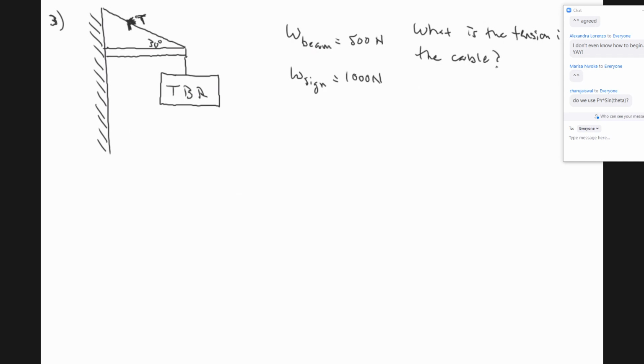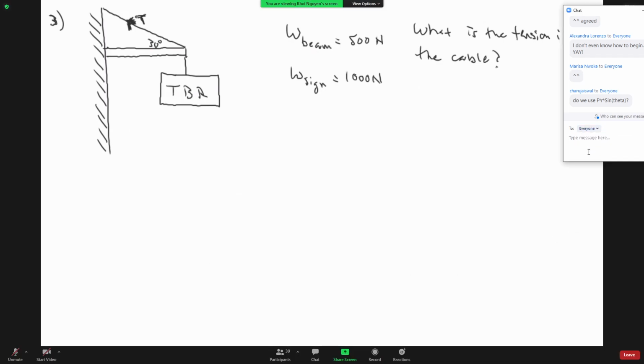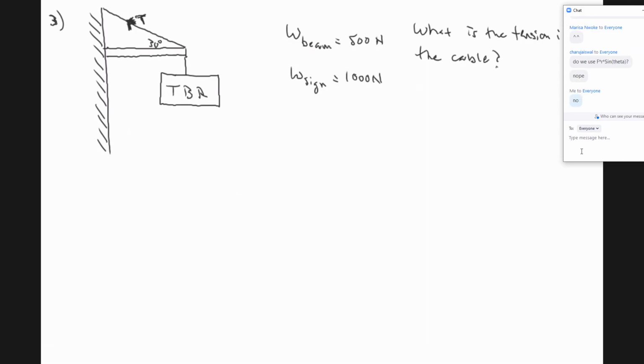So let's get some answers. Some answers are streaming in. Okay, if we're hanging up the sign, should anything be moving? There you go. That should answer the question. Correct. Static equilibrium. That is the goal.